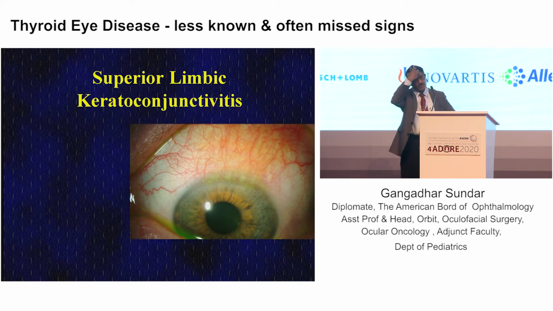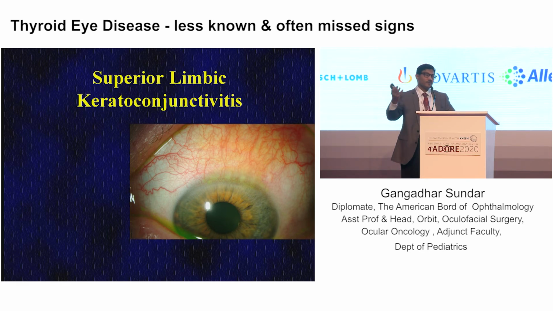I just had a chat with Diego Strianese, and we were talking about how often we see SLK in our patients. I don't know. How many of you have seen superior limbic keratoconjunctivitis with thyroid eye disease? Textbooks talk about it all the time. Yes, there are about 4 or 5 hands. But actually, in reality, I don't see it as much.